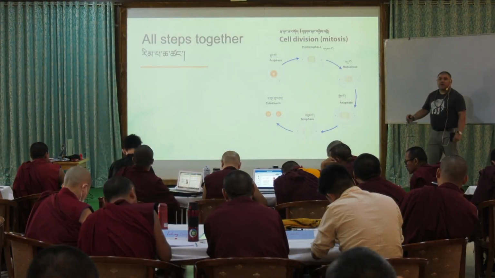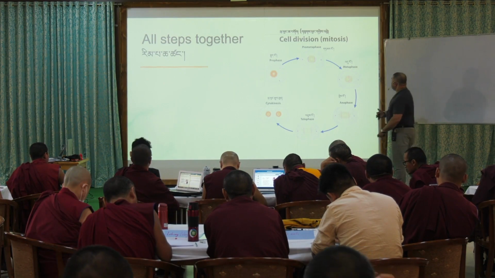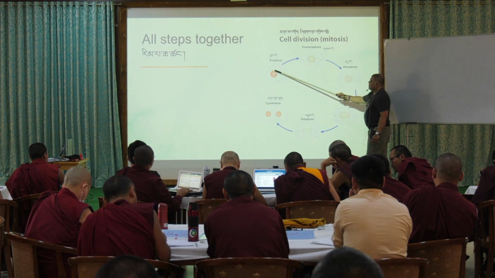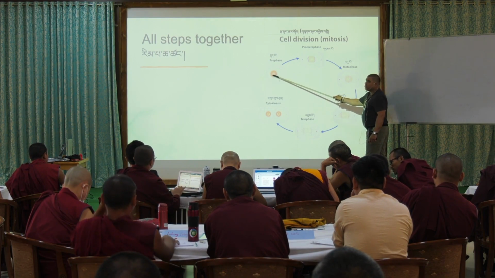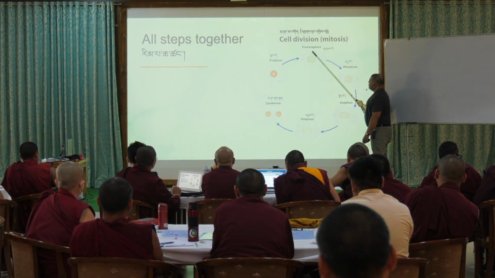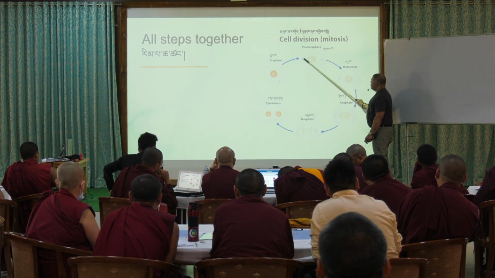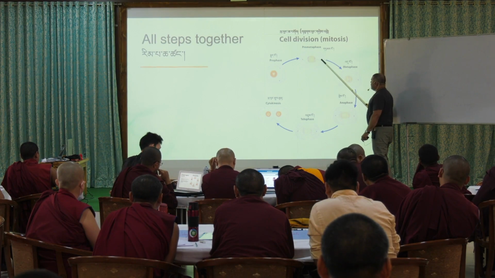So now that we have gone through all the different steps, we can put everything together, right? We can start with prophase. You have the condensation of the chromosomes. You have the emergence of the spindle apparatus. In prometaphase, the nuclear envelope disappears, right? And the spindles move to the poles of the cell.